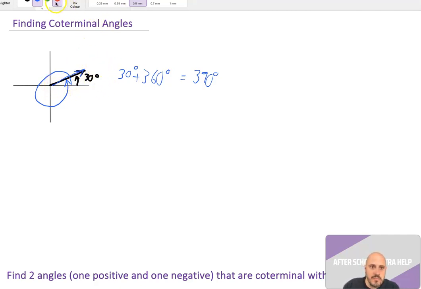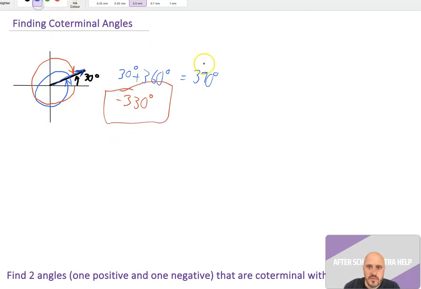We can go the opposite way. Maybe we'll use red. We like red for negatives. Instead, how about I go the opposite direction, right? Clockwise is the negative direction. Well, I go all the way around until I get to that 30 degrees left. Well, what would that be? Well, 360 minus 30 is 330. Right, so if I go negative 330 degrees, that is a negative coterminal angle.